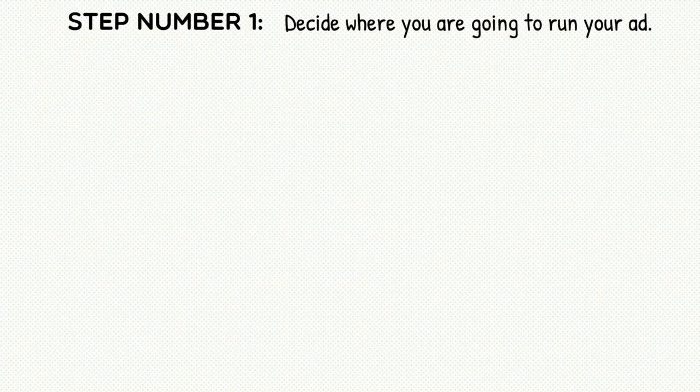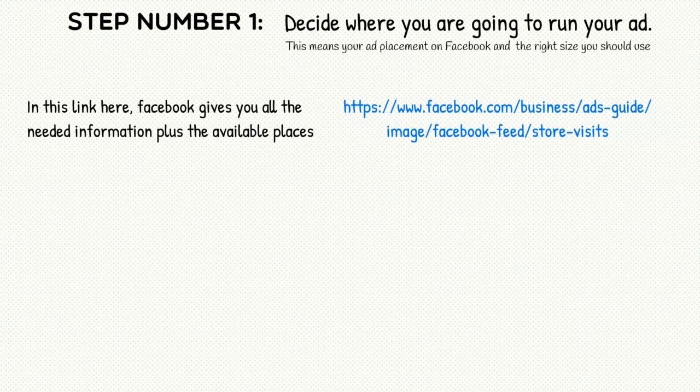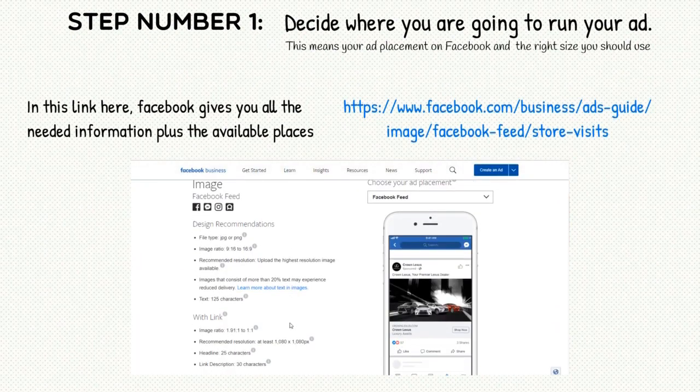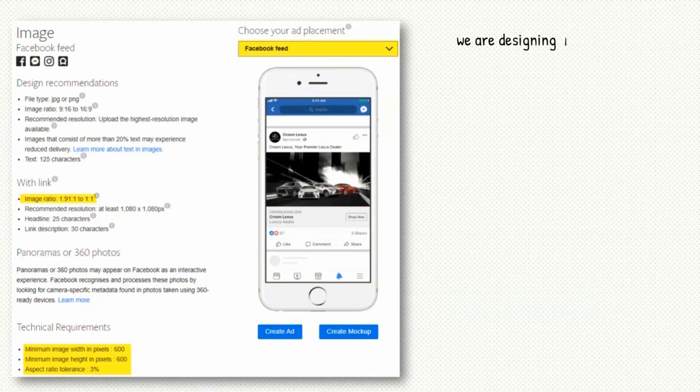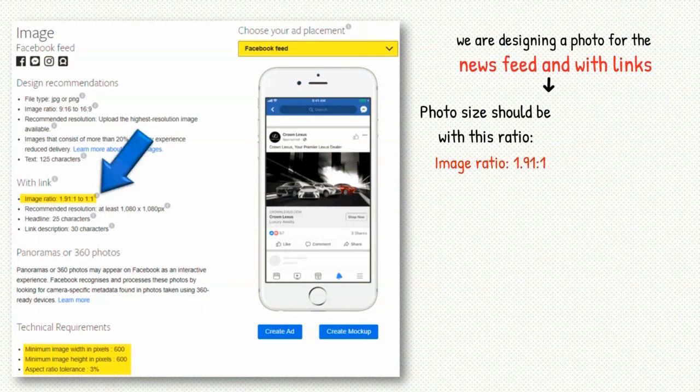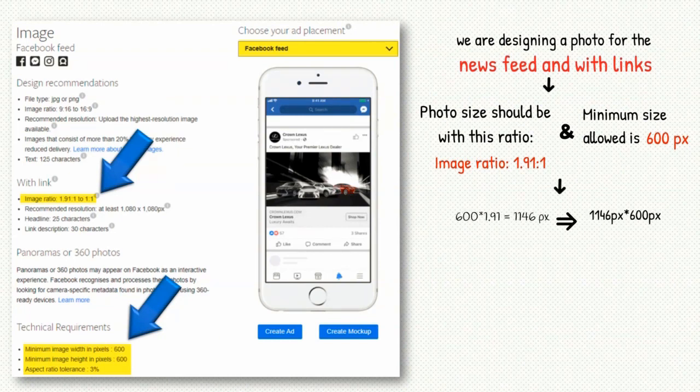Step number 1, decide where you are going to run your ad. This means your ad placement on Facebook, and check out the right size you should use. In this link here, Facebook gives you all the needed information plus the available places. So let's say we are designing a photo for newsfeed and with links, so our photo size should be with this ratio. The minimum size allowed is 600 pixels, so our image size should be 1146. We can go with 1200 by 628 pixels.